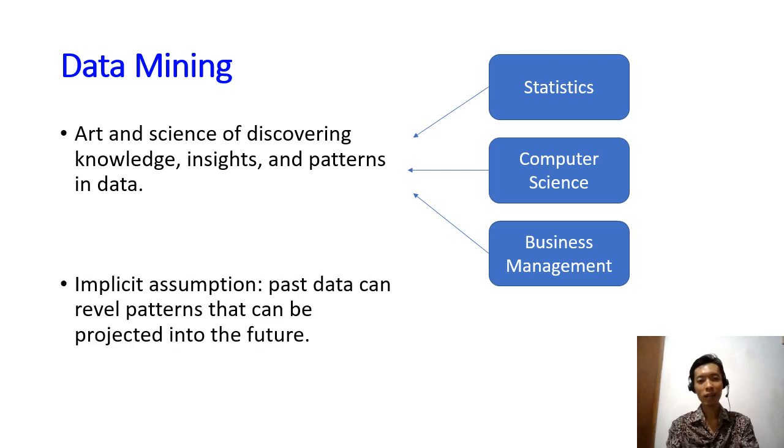And then there is an implicit assumption in data mining. The assumption is that the past data or historical data that we have can reveal patterns that can be projected into the future. In other words, the historical data that we have is useful to describe what would happen in the future. Okay, I guess here the keyword is pattern in the data.